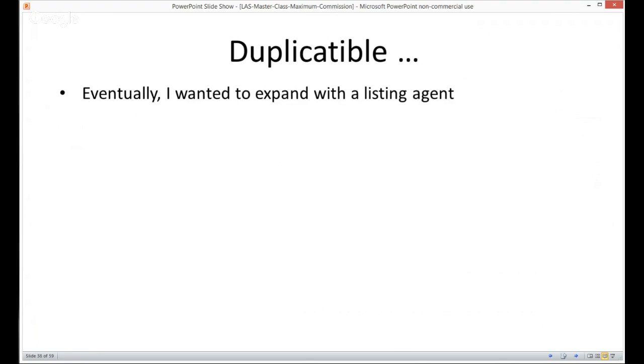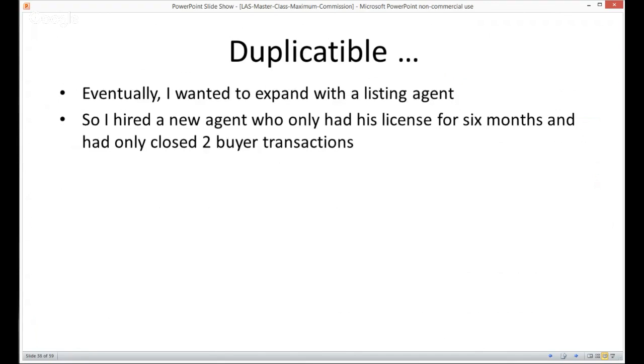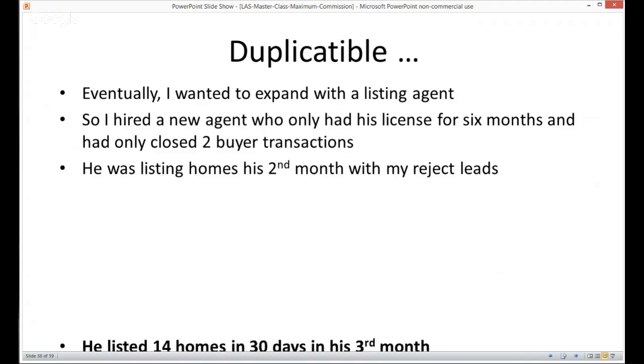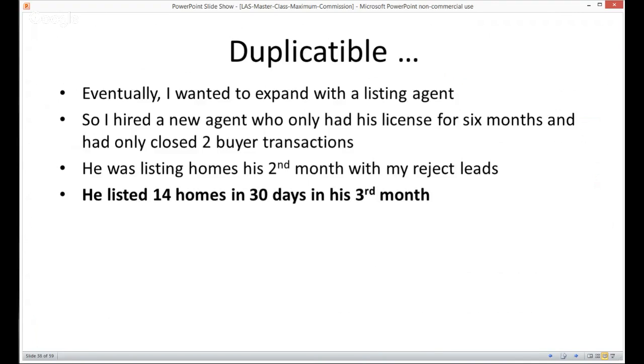Then I realized this is duplicatable, right? Eventually, I wanted to expand with a listing agent, so I hired a new agent who only had his license for 6 months. He'd only closed 2 buyer transactions and no listings. He was listing homes in his second month with my reject leads. And in his third month, he listed 14 homes in 30 days. I mean, if Jamie can do it, I assume that you could ramp up pretty fast as well, right? That's why I'm letting you know about Jamie.